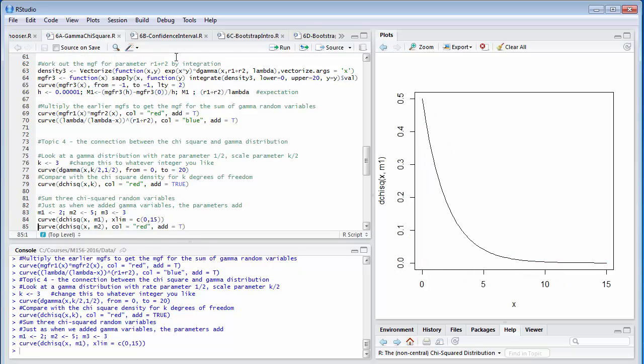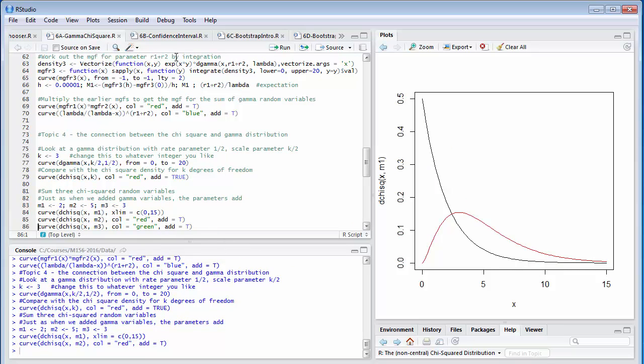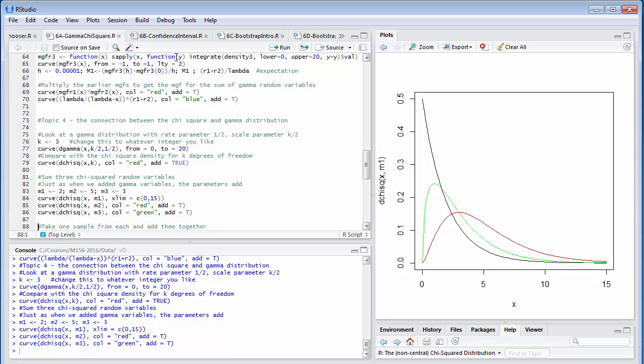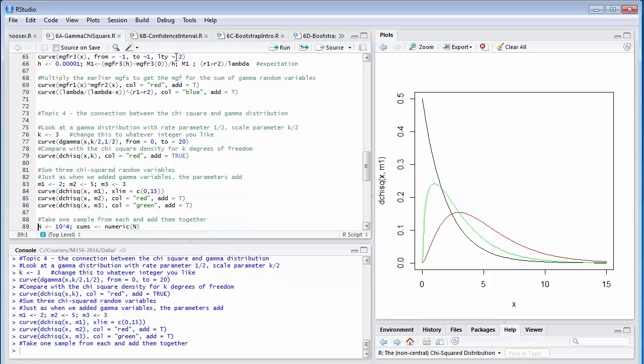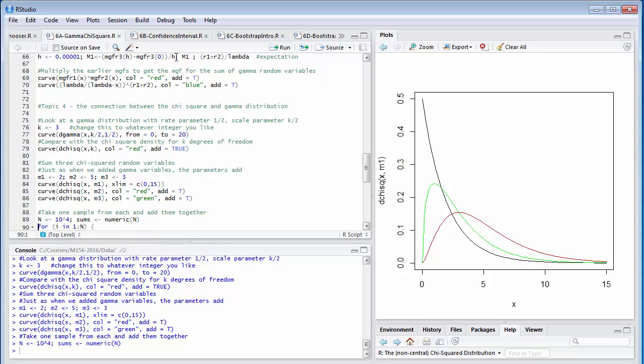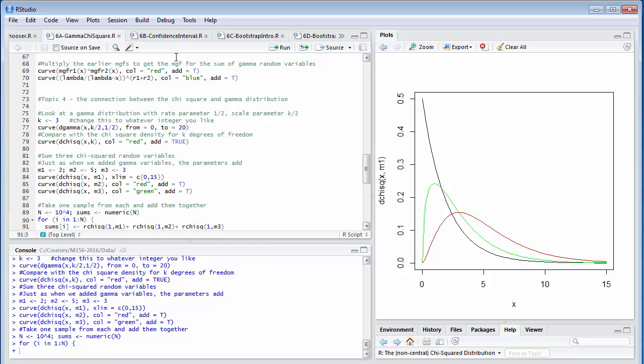There's the chi-squared distribution for 2 degrees of freedom, for 5 degrees of freedom, for 3 degrees of freedom. Note, by the way, that it's only when you have more than 2 degrees of freedom that the chi-squared distribution is 0 when the argument is 0. Now what I'm going to do is take one sample from each of the 3 distributions and add them together. And of course, I'm going to do this the usual 10,000 times.